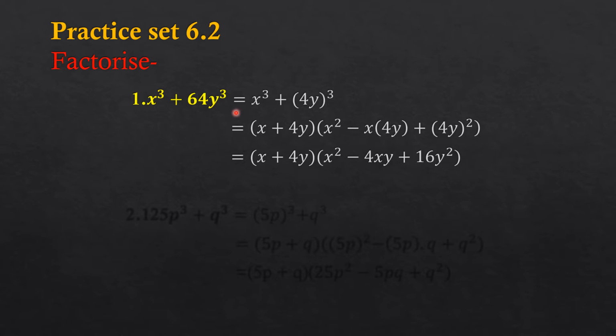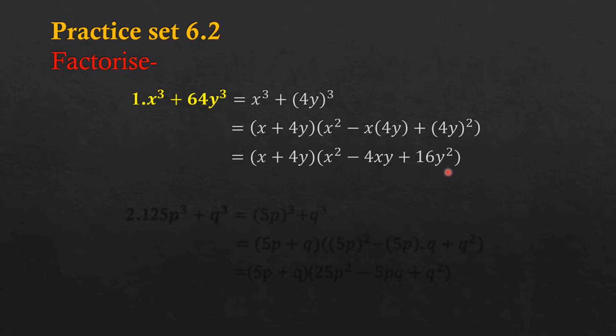Then by using the formula of a cube plus b cube. What is that formula? a cube plus b cube is equal to (a plus b) in one bracket, in another bracket a square minus ab plus b square. So here in the second step we can write in first bracket x plus 4y, in second bracket x square minus x into 4y plus (4y) square, and is equal to, now simplify this bracket, we can write (x plus 4y) into (x square minus 4xy plus 16y square).